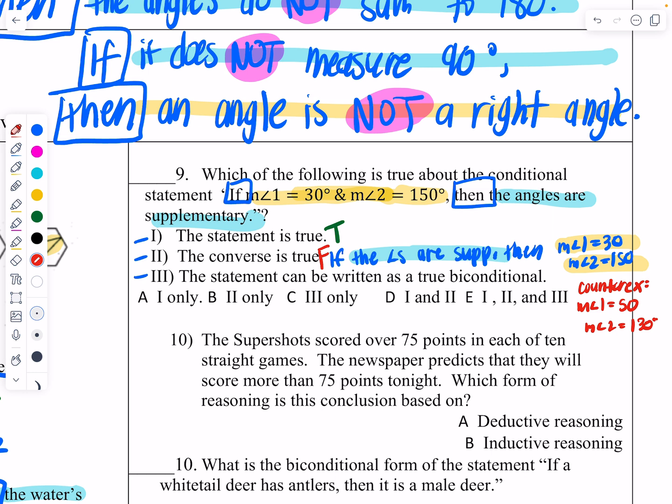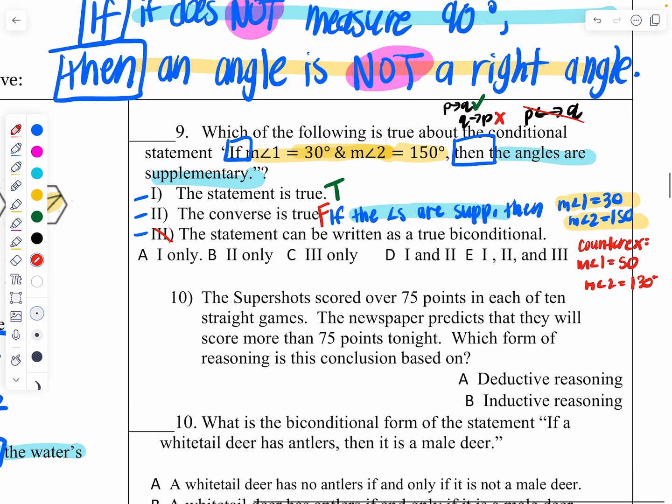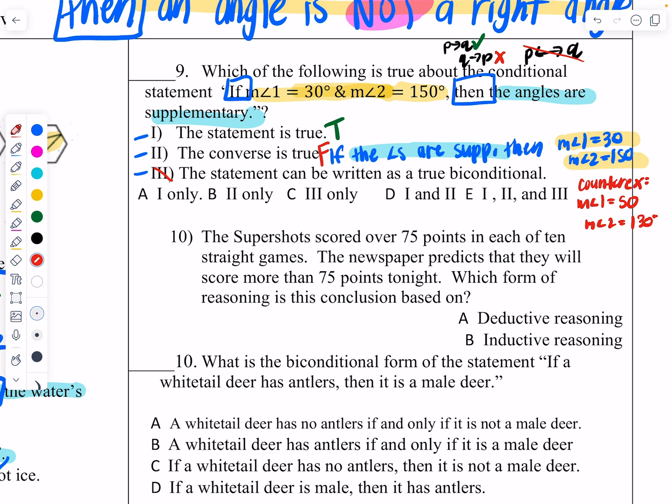And so we know that this last part is not going to be possible because the conditional statement and the converse have to be true to write a biconditional. To write a good biconditional, P then Q has to be true, and Q then P has to be true, and then we can say it both ways, P if and only if Q. And so since this one was true, but this one was false, that means that there is not a biconditional statement. Okay?